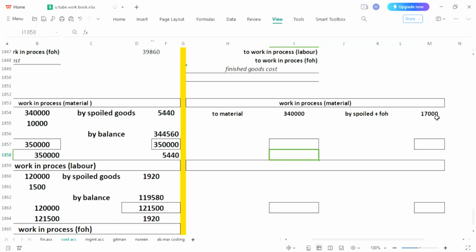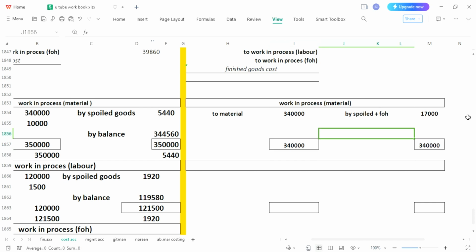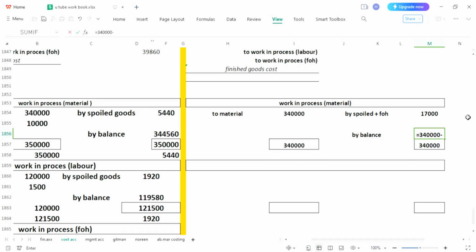How? We will take the sum of both sides. Since there are only two amounts present here, the sum would be 340 and 17. The larger sum would be posted on both sides. Debit side 340, credit side 340,000. After which you will go to the smaller side. The smaller side was credit. Here you will calculate the balance. How? You will subtract the larger sum and the smaller sum. The larger sum was 340,000 and you will subtract the smaller sum which was 17,000. In this way you have calculated your first balance, work in process.